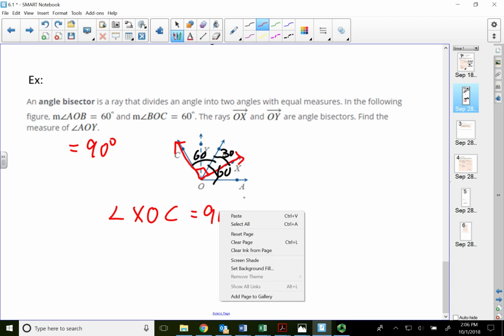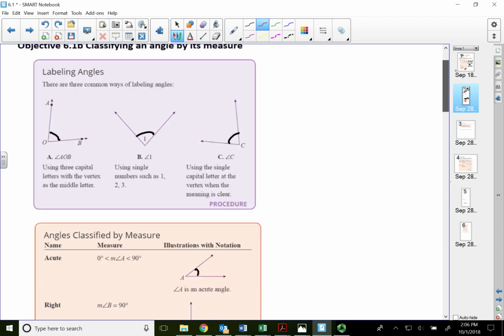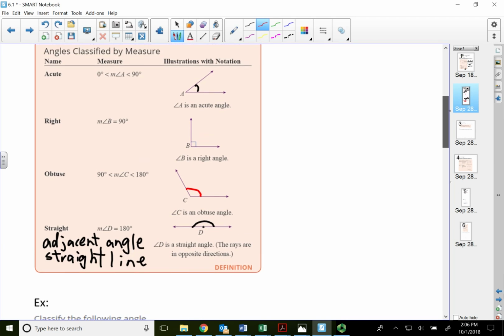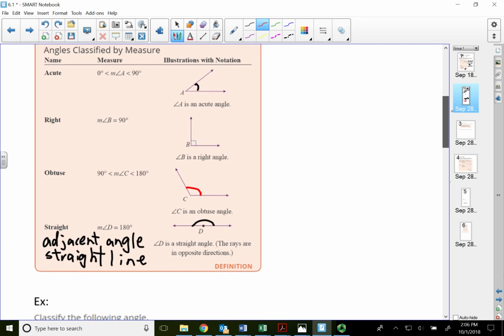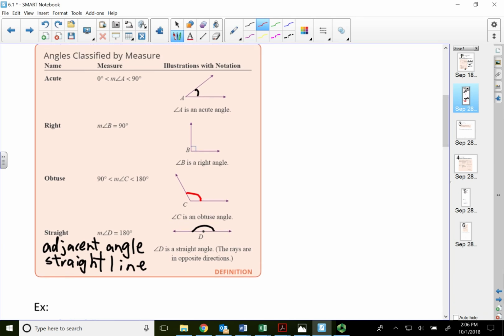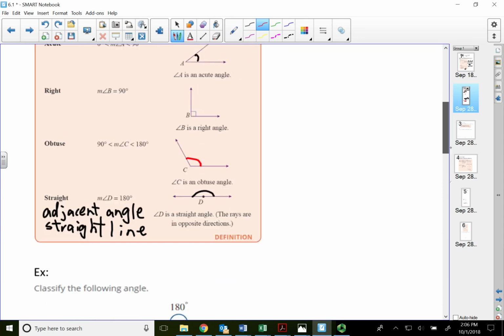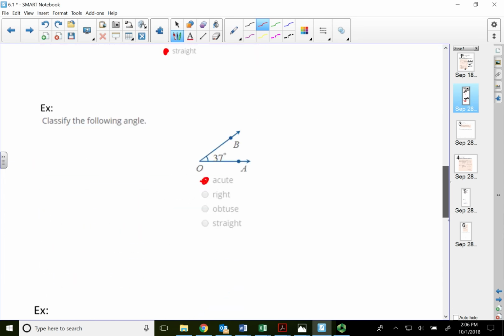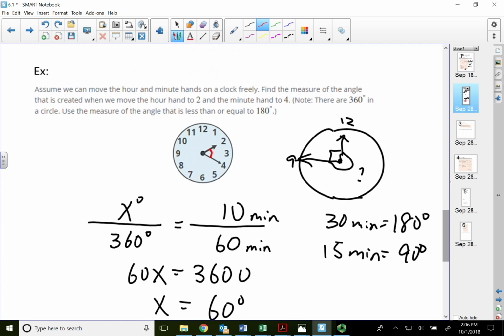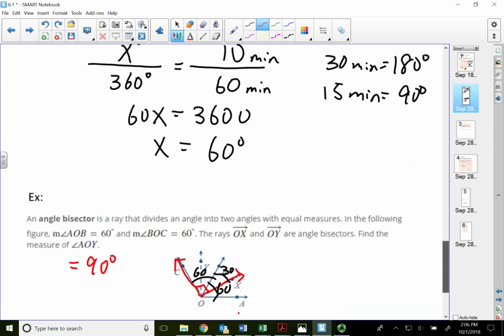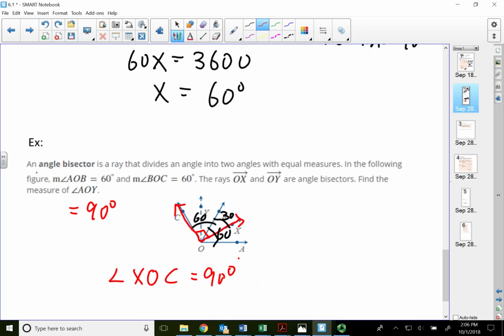So just real quick, we talked about how we can classify our angles by measurement: acute, right, obtuse, and straight angle. Straight angle is very important. Every time you see a straight line, it's always known to be 180 degrees. We also took a look at the clock problem, which is very interesting, and we mentioned the angle bisector. That will conclude this lecture video. Thank you for watching.